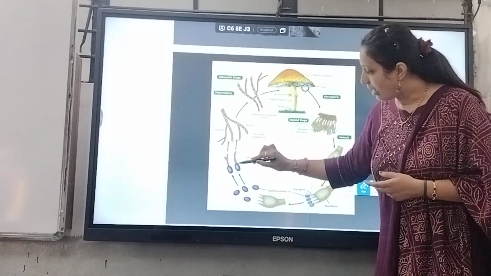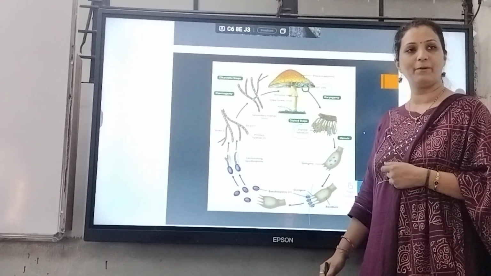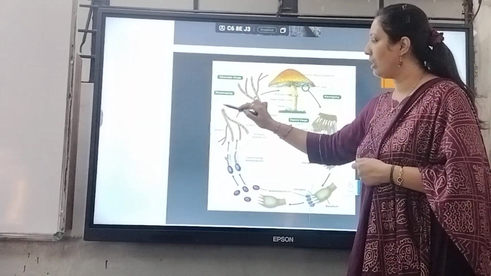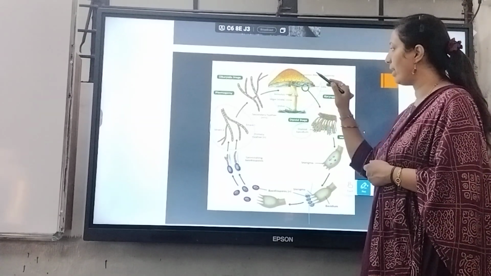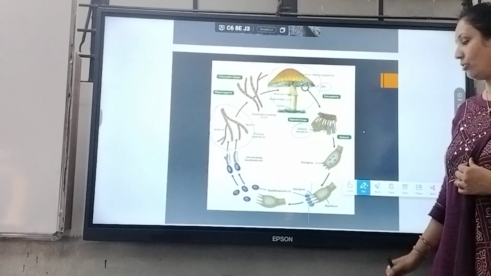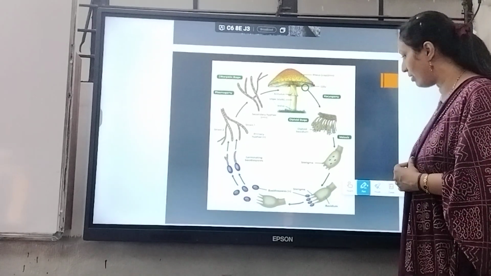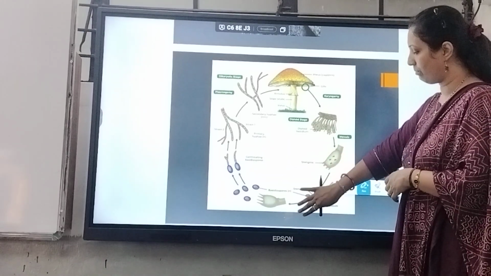They will germinate, and from each spore, can you make out now filamentous process formation starts, and by that way, entire new hyphae filament structure is formed, and gradually mature fungus body will be developed. In case of this thing, Agaricus mushroom.